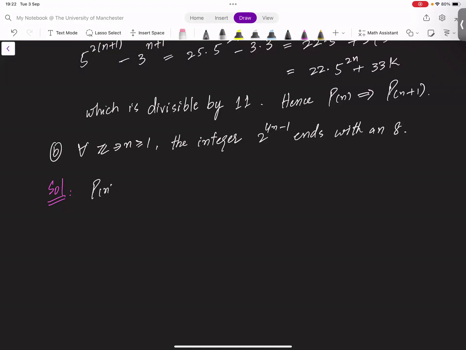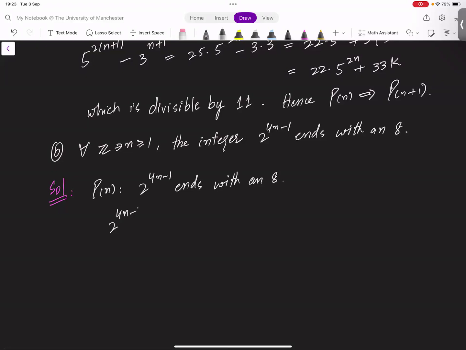Let's say P of n is the statement that 2 power 4n minus 1 ends with an 8. That means 2 power 4n minus 1 is 10k plus 8 for some integer k. Now clearly P of 1 is true, because 2 power 4 minus 1 is 2 power 3, which is 8.